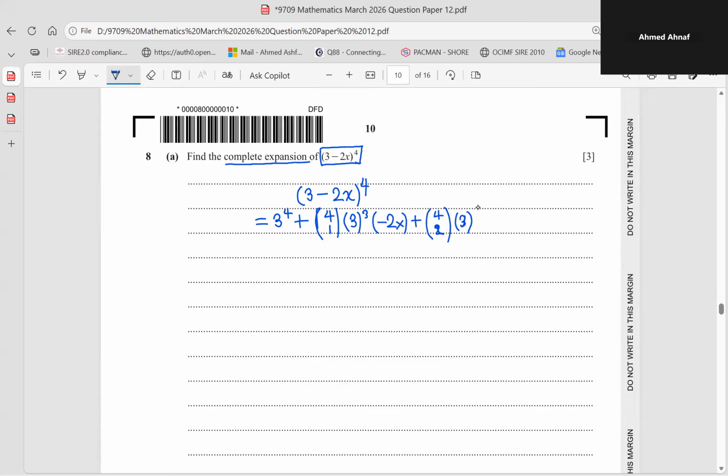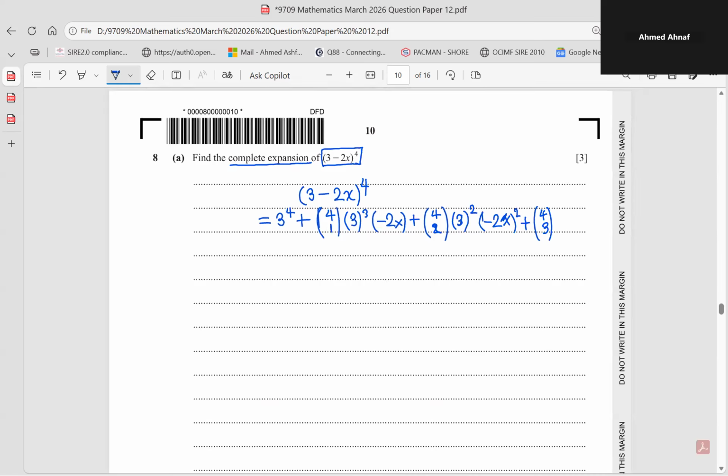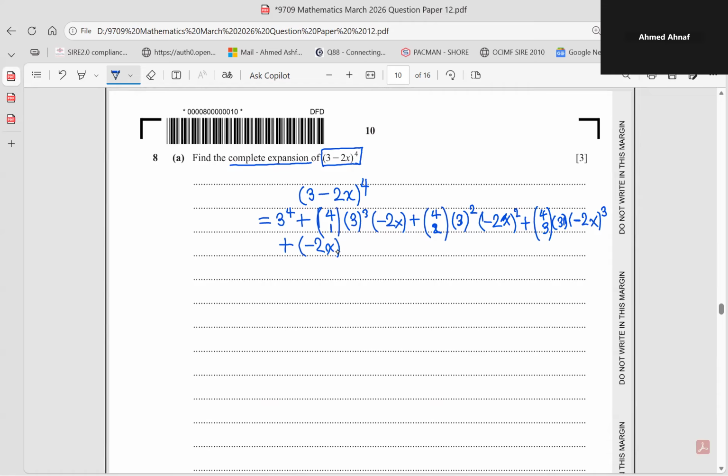So let's continue. So this is 3 squared times minus 2x squared, plus 4 choose 3 times 3 to the power of 1, minus 2x cubed, and the final term is minus 2x to the power of 4.